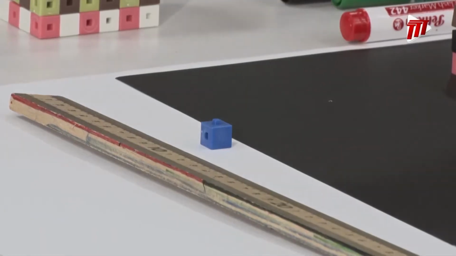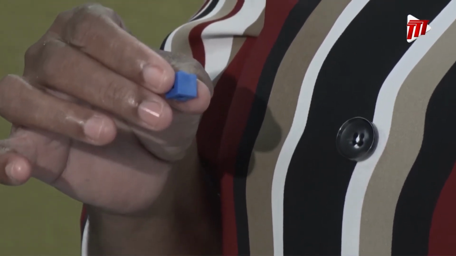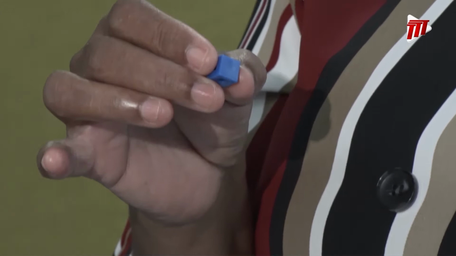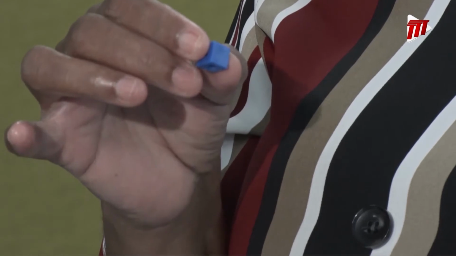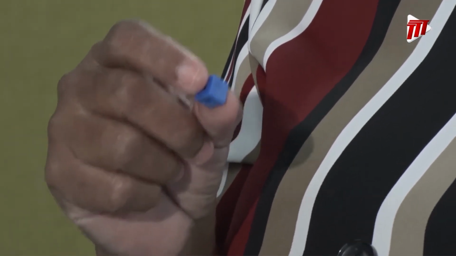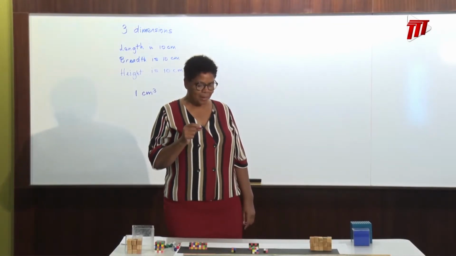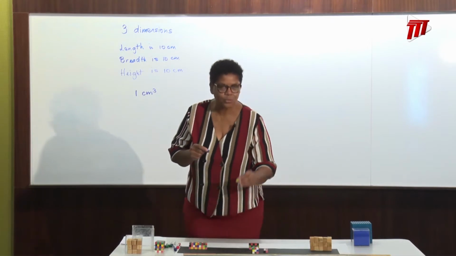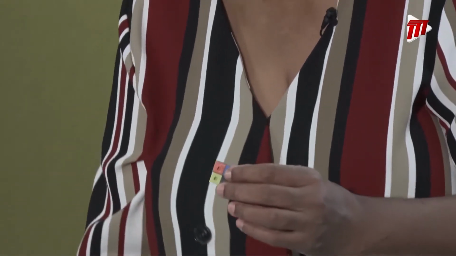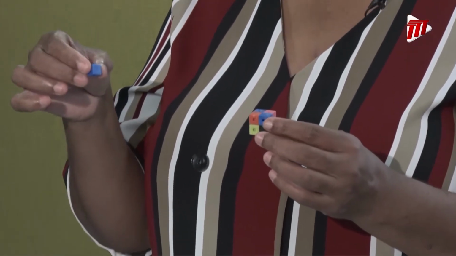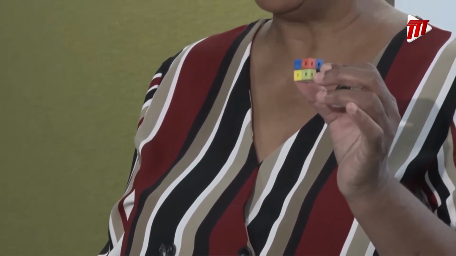Here we have 1 cube. I am going to use the volume of this cube, which is 1 cubic centimeter. I'm going to use this measurement to measure the volume of the cuboids and the cubes on the table. I'm going to begin first with this cube. And I'm going to take it apart. If you notice, this cube is used to build this larger cube.